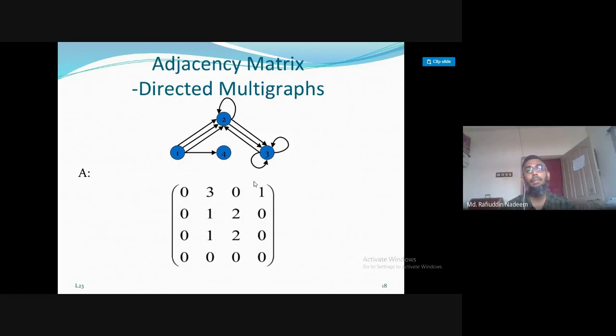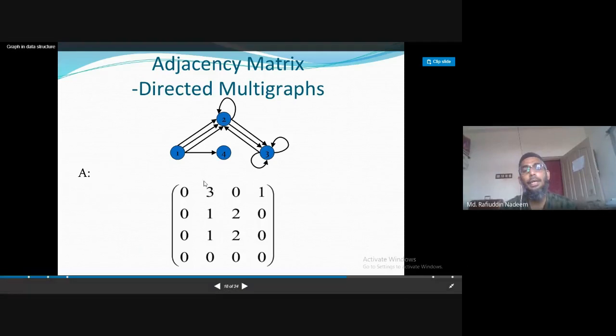Here one small example is given, for a directed multigraph. A multigraph means there are multiple edges from one node to another node. If you observe very clearly, from 1 to 2, the number is mentioned as 3, not as 1. What does that mean here? Because from 1 to 2, there are 3 edges, that's the reason why the value is mentioned as 3. And from 1 to 4, there is only one, that's why only one is mentioned.